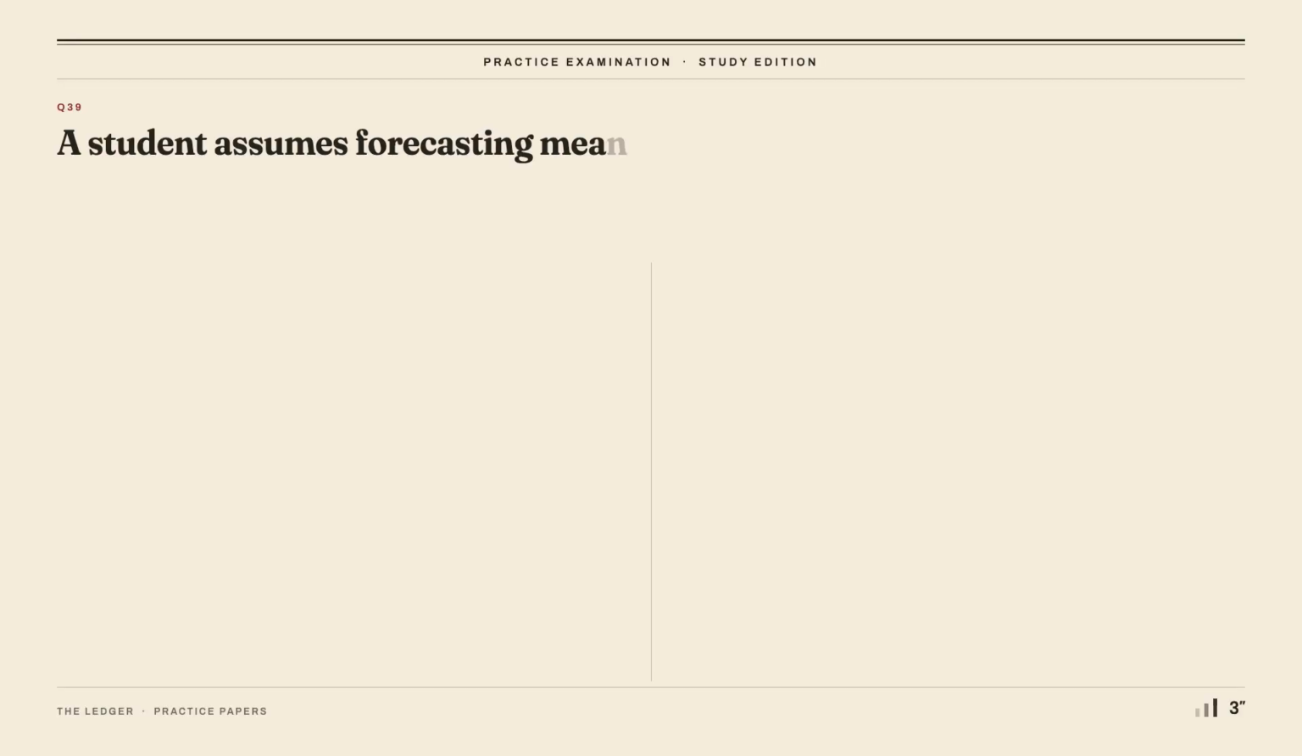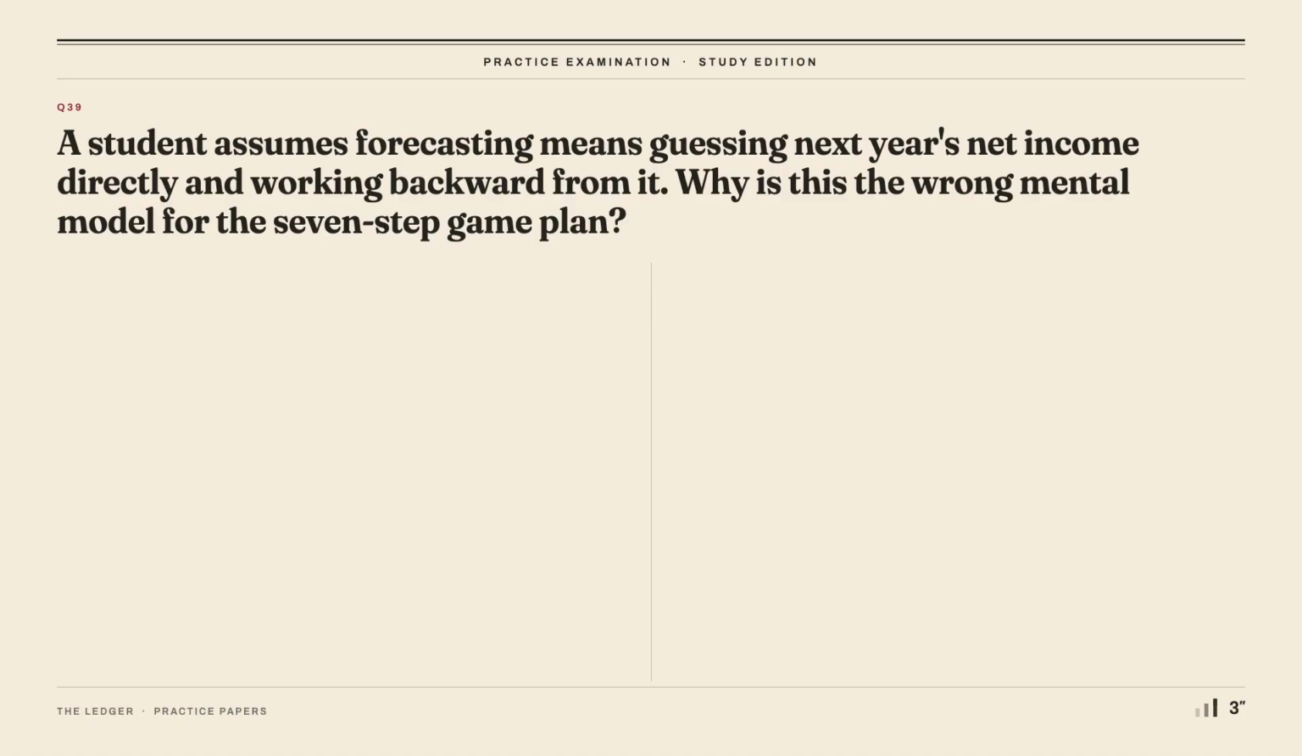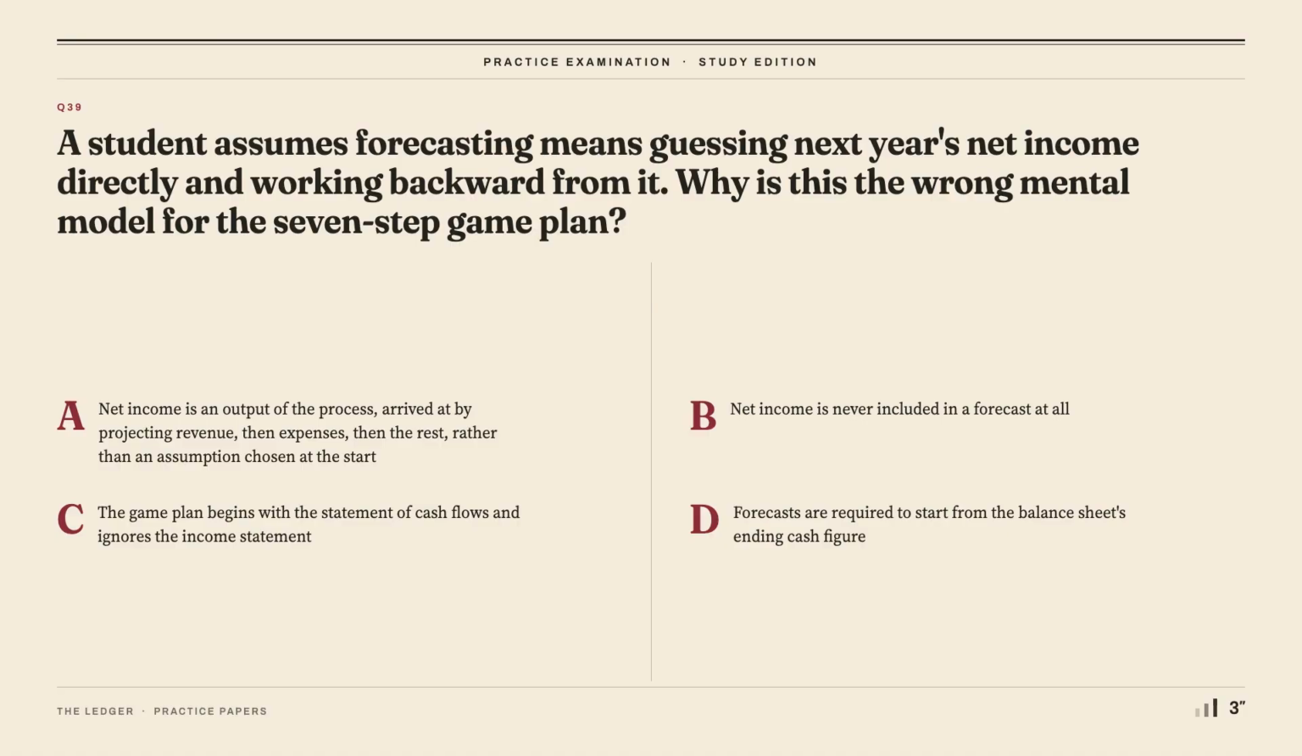Question 39. A student assumes forecasting means guessing next year's net income directly and working backward from it. Why is this the wrong mental model for the 7-step game plan? Your options are: A. Net income is an output of the process, arrived at by projecting revenue, then expenses, then the rest, rather than an assumption chosen at the start. B. Net income is never included in a forecast at all. C. The game plan begins with the statement of cash flows and ignores the income statement. D. Forecasts are required to start from the balance sheet's ending cash figure. Don't overthink it. Which one feels right?